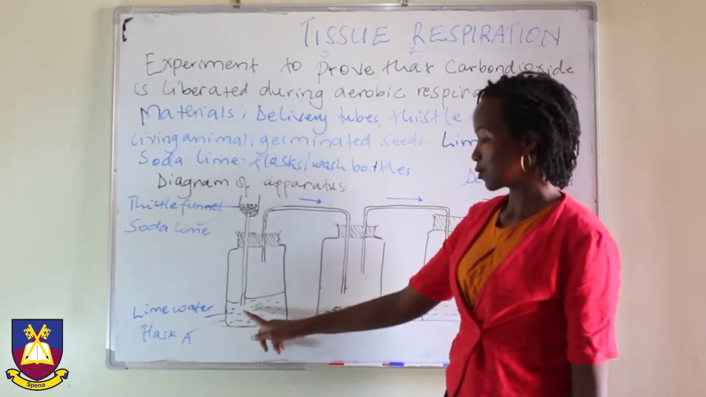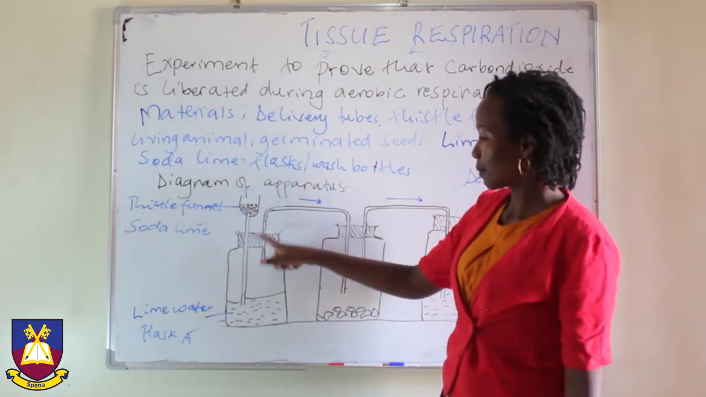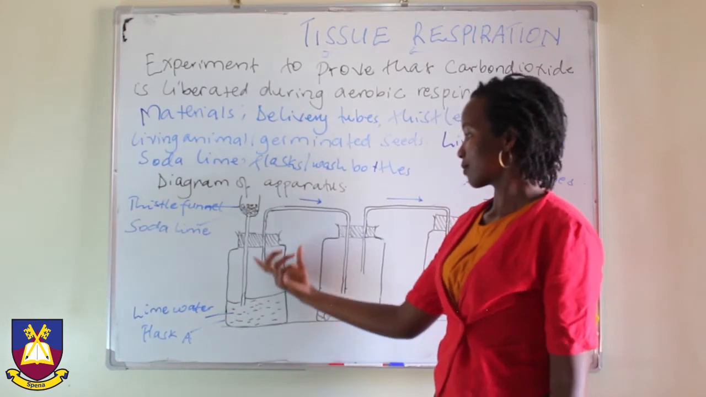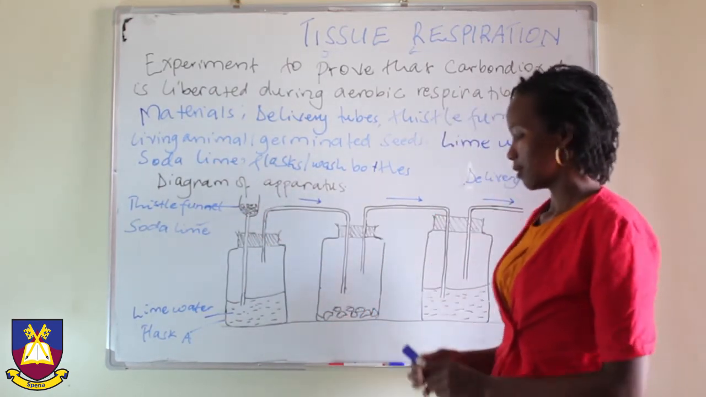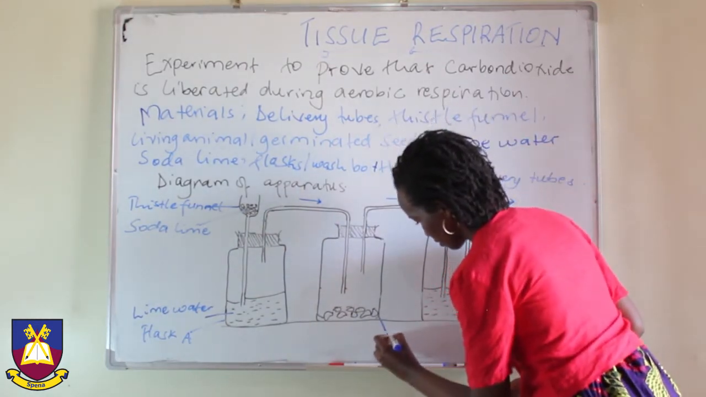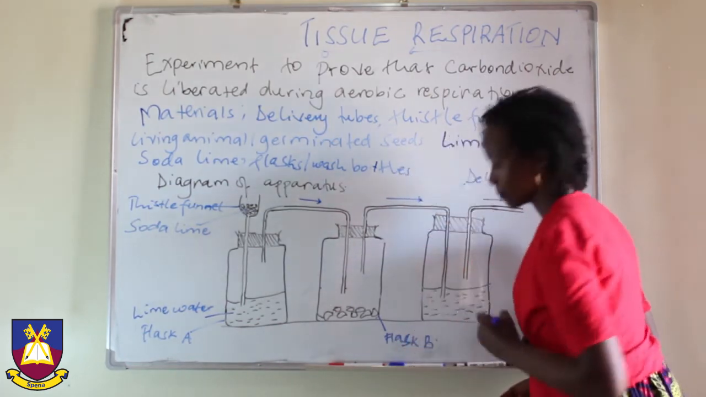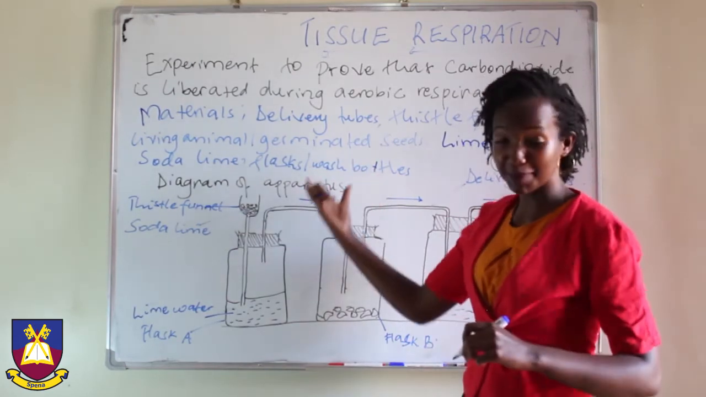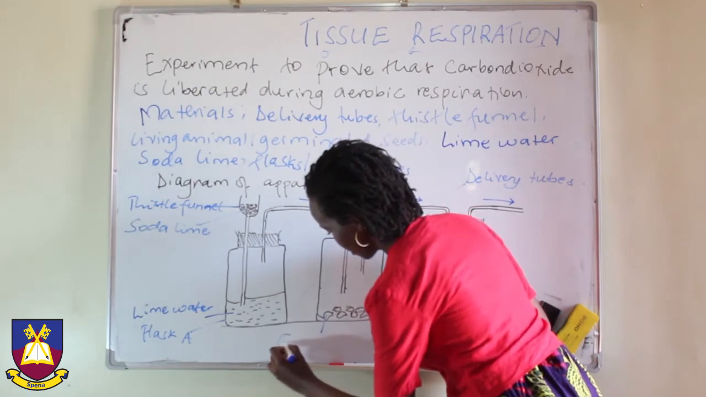This one, we make sure that it dips into the lime water so that none of the carbon dioxide that comes along will escape. So we have air free of carbon dioxide coming through to flask B. So this is our flask B, that has living organisms, which could be an animal, or in this case we have used germinated seeds.